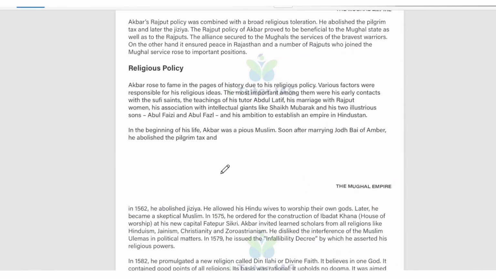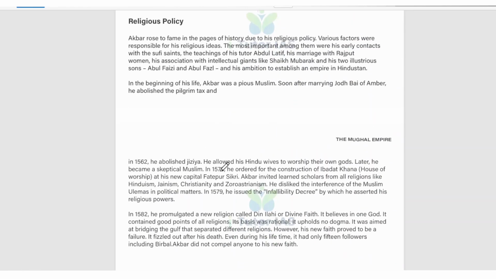Religious policy. Akbar's religious policy is also interesting. Akbar rose to fame in the pages of history due to his religious policy, and various factors were responsible for his religious ideas. The most important among them were his early contact with the Sufi saints, the teaching of his tutor Abdul Latif, his marriage with a Rajput woman, his association with intellectual giants like Sheikh Mubarak and his two illustrious sons, that is Abul Faizi and Abul Fazl, and his ambition to establish an empire in Hindustan.